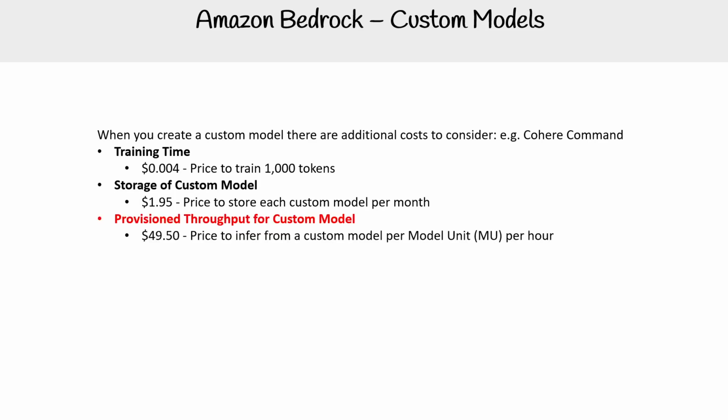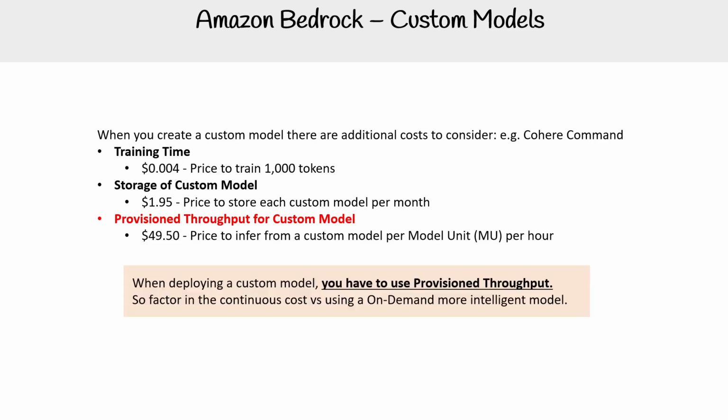And when you have a custom model, you have to use provisioned throughput. So if the model previously was on demand, now it's going to be provisioned throughput. And so that's going to be 49.50 cents per MU in this case here. So it's going to vary based on the model you're fine tuning. Okay, so when you deploy a custom model, you have to use provisioned throughput. So factor in the continuous cost versus the on-demand costs for having a more intelligent model, okay?